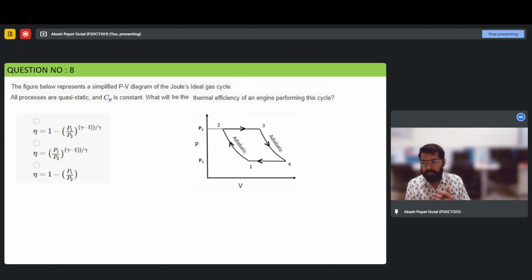The next question is, the figure below represents a simplified PV diagram of the Joule's ideal gas cycle. All processes are quasi-static and Cp is constant. What will be the thermal efficiency of the engine performing this cycle? So there is a PV diagram of some cyclic process given. We need to find out the answer. Please take time to solve this question.